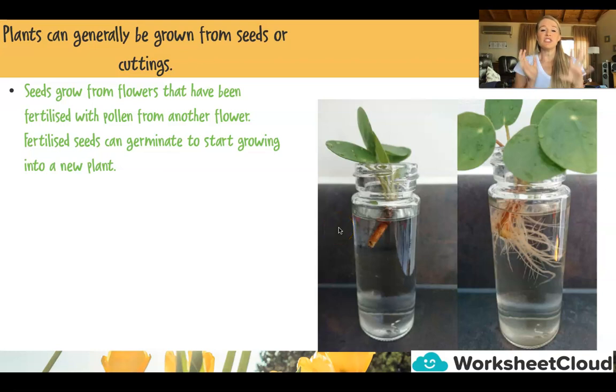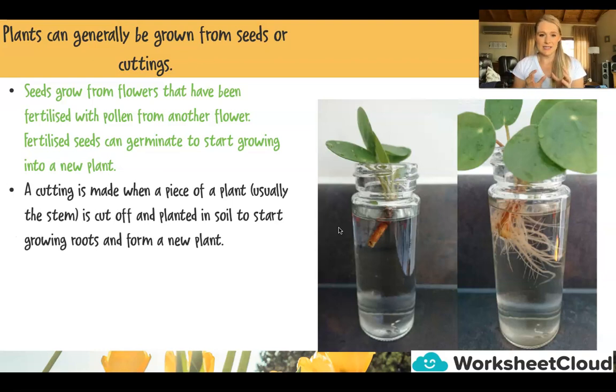But firstly, just to recap, because we have spoken about seeds before in our previous lesson, seeds grow from flowers that have been fertilized with pollen from another flower. Fertilized seeds can germinate to start growing into a new plant. Remember that the seeds of a plant can be stored in various different ways. They can be stored in a pod, they can be stored in the center of the fruit or vegetable, for example, or on the kernels on a cob, like your sweet corn or millie, right? And we did look at some other examples as well.